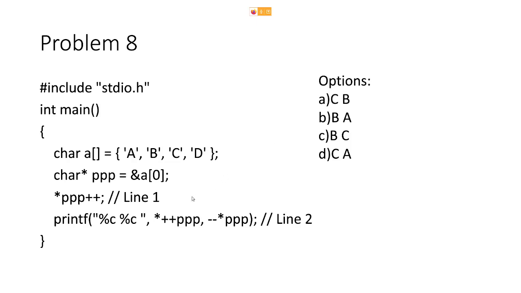Okay, so this program is related to pointers. Here you have an array of characters A, B, C, D, and then you have ppp, which is a character pointer. Then you are doing some operations on these pointers, and these are your options. What will be the output of this program?